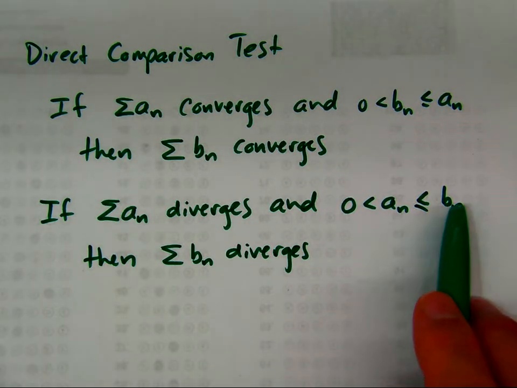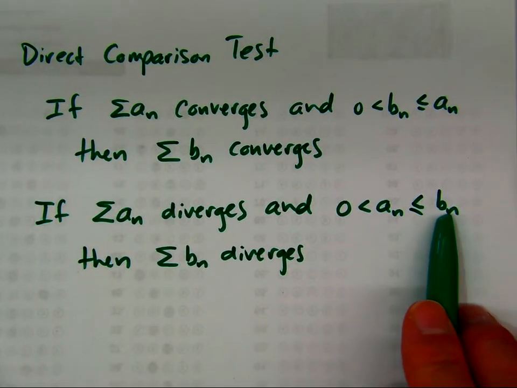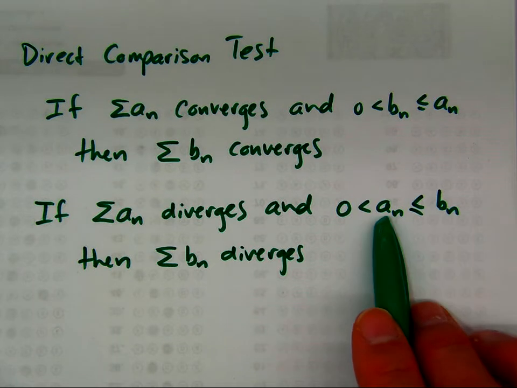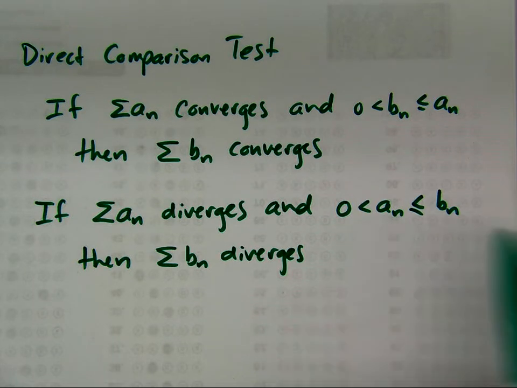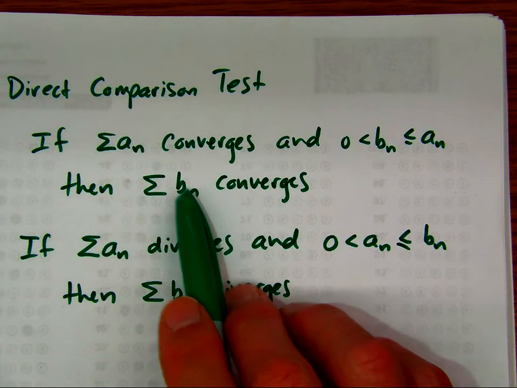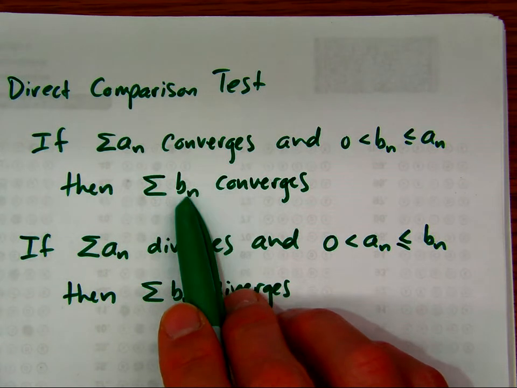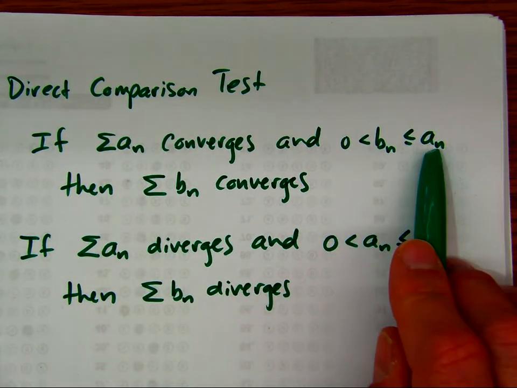So we see that all the terms of the sequence B are greater than the terms of the sequence A. Here we have all of the terms of the sequence B are less than the terms of sequence A.